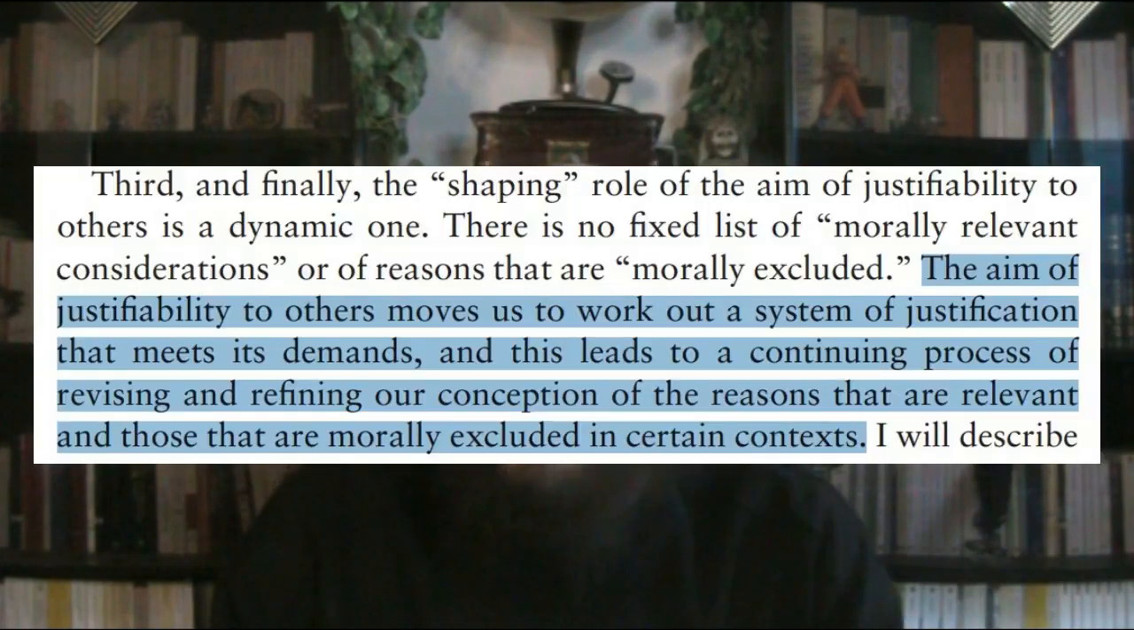As he says, the aim of justifiability to others moves us to work out a system of justification that meets its demands, and this leads to a continuing process of revising and refining our conception of the reasons that are relevant and those that are morally excluded in certain contexts. So hence, we saw that contractualism offers an explanation for moral motivation that corresponds to what we normally experience in our daily life. It also accounts for the fact that we have different reasons for moral judgments and actions, and there is no fixed set of rules that determine what is the right thing to do in every case. Rather, it leaves it open for people to provide their reasons.